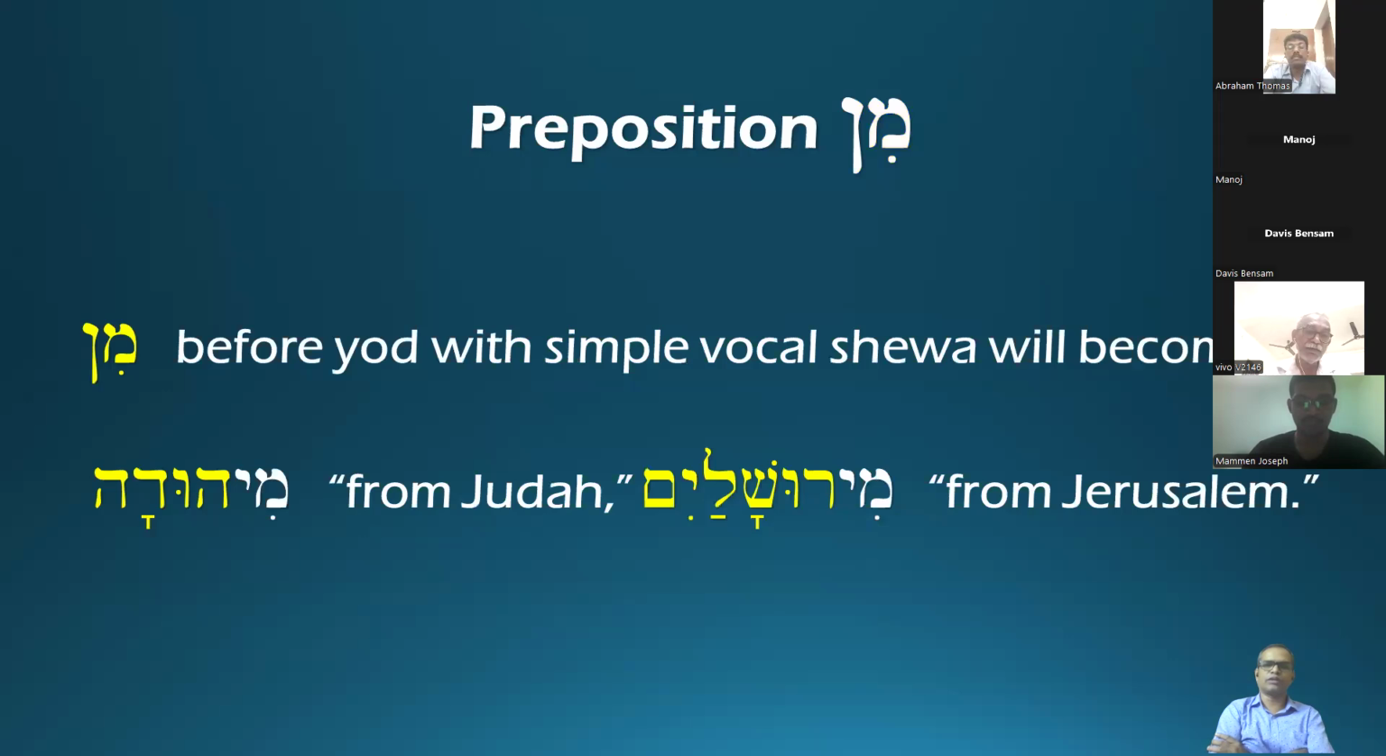Okay, so what should happen? In fact, the initial consonant is a non-guttural, so yod should actually carry a dagesh forte. But here what happens? Yod will contract with hirak and become hirak yod. That is how Yehuda has become Mihuda, and Yerushalayim has become Mirushalayim. So the meaning is from Judah or from Jerusalem.